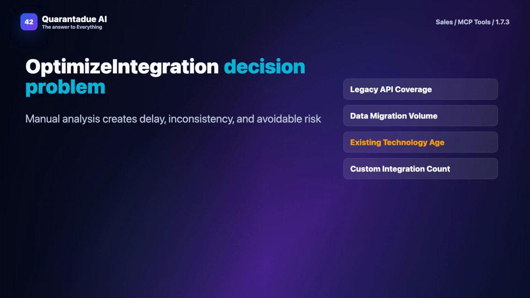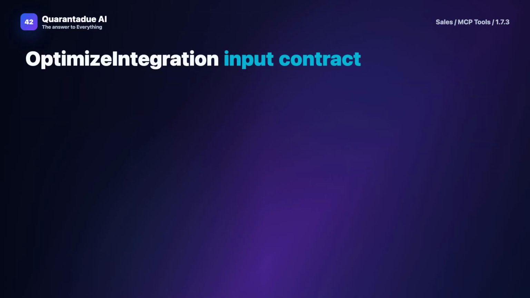Optimize integration starts with a defined input contract. Typical inputs include legacy API coverage, data migration volume, existing technology age, custom integration count, and concurrent user change. Keeping these fields explicit reduces ambiguity and makes every run easier to audit.